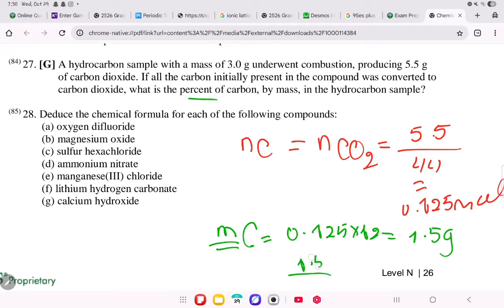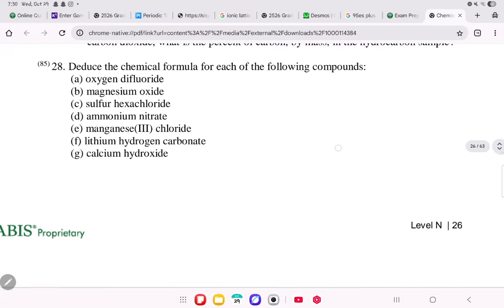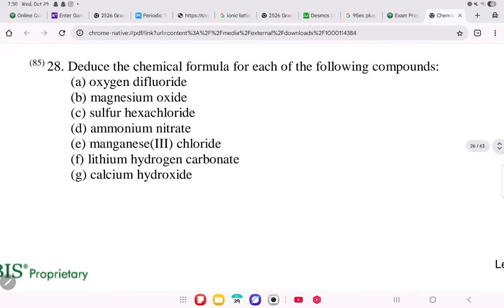Okay? We'll move on to 28, deduce the chemical formula of each of the following. So this is pretty easy. Oxygen difluoride, OF2. Magnesium oxide, MgO. Sulfur hexachloride, sulfur is S, chloride is Cl, hexa means 6, so SCl6. Ammonium nitrate. So ammonium itself is NH4, and nitrate is NO3, so NH4NO3.